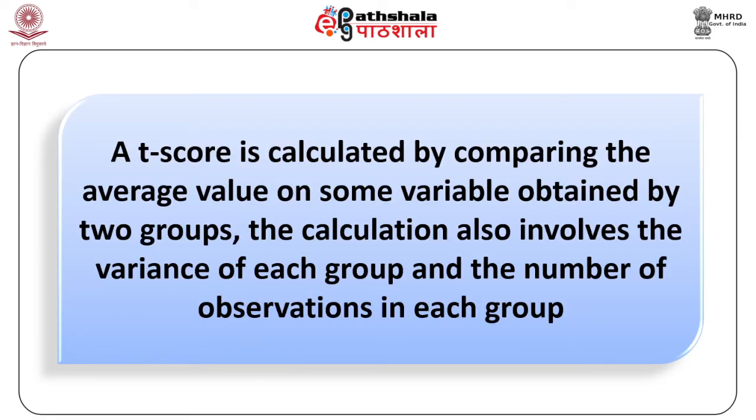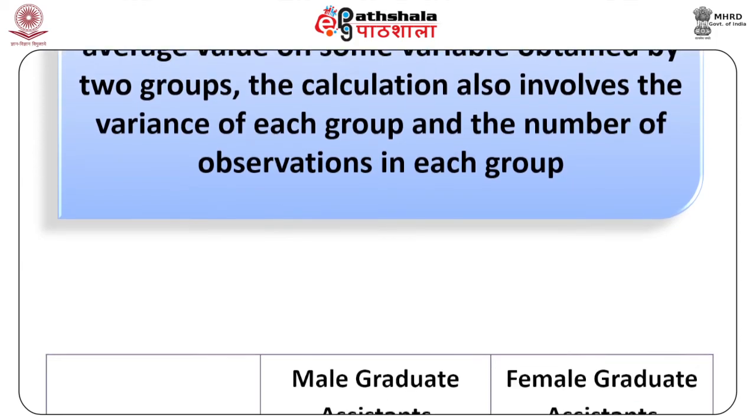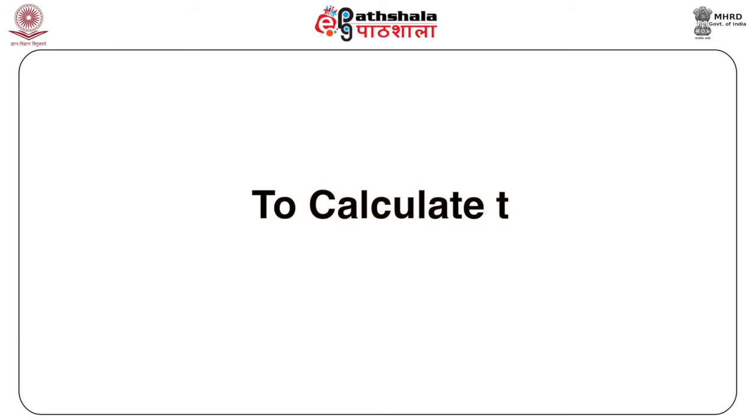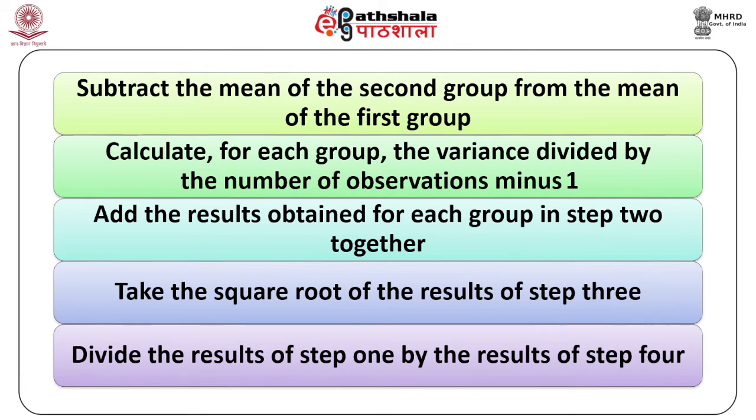A t-score is calculated by comparing the average value on some variable obtained by two groups. The calculation also involves the variance of each group and the number of observations in each group. For example, you may have a look at this table which shows male graduate assistants and female graduate assistants respectively under the number of observations, mean, standard deviation, and variance. To calculate the t of this table, the following steps are involved.